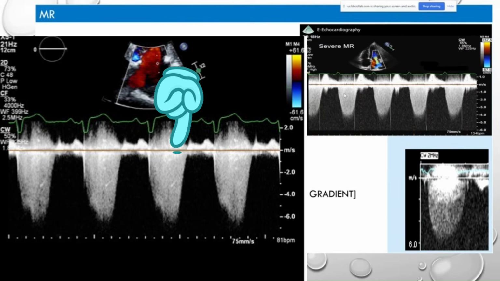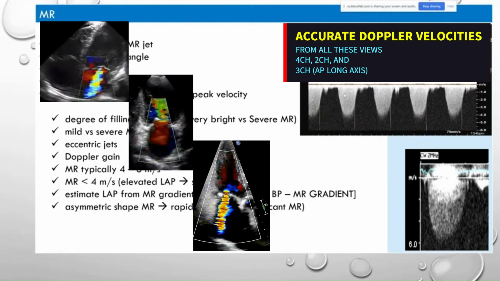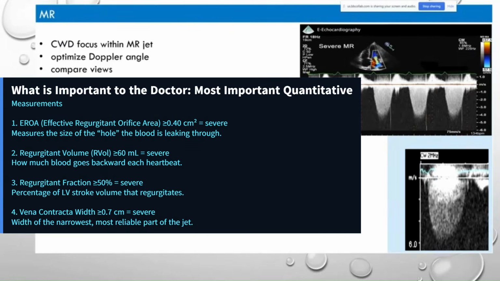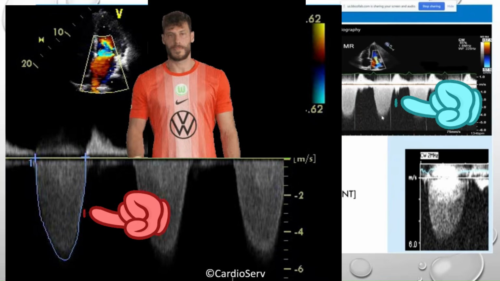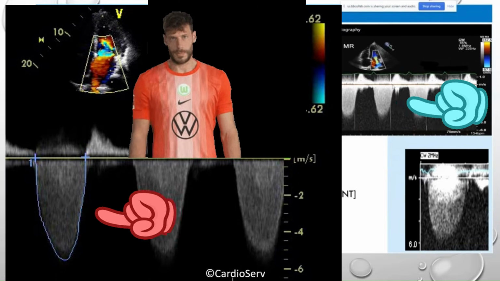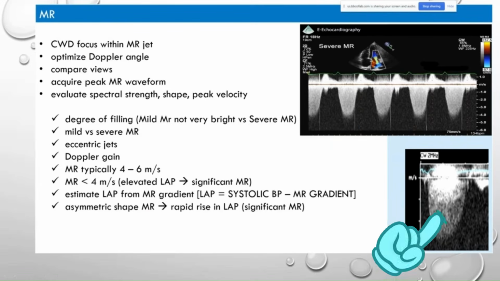Make sure we optimize that Doppler angle. We're going to compare all views. We're going to get the highest or the peak mitral regurgitation waveform, and we're going to check the strength of it, the shape, and the velocity. So you're going to get the MR VTI and the MR Vmax, and we're going to just trace this. So what we're looking for is the degree of filling. If you have mild mitral regurgitation, it's not going to be as bright as this. This is when you get moderate to severe. See this? This is probably like mild, and this is just extremely zoomed in.